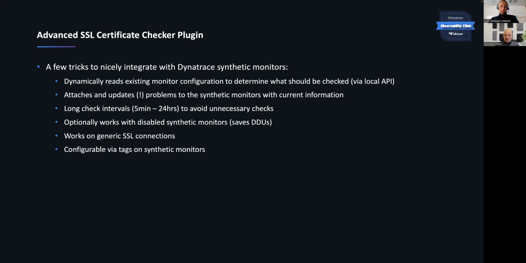It works with disabled synthetic monitors. So if you have hundreds of endpoints that you want to check where you maybe do not want to perform synthetic tests or performance tests against, maybe because they are not even in your domain and not your responsibility, you could create a synthetic monitor, disable it so that it never runs, and this basically serves as a configuration for the certificate checker plugin. It gets this disabled monitor, reads the configuration, performs the check, right?